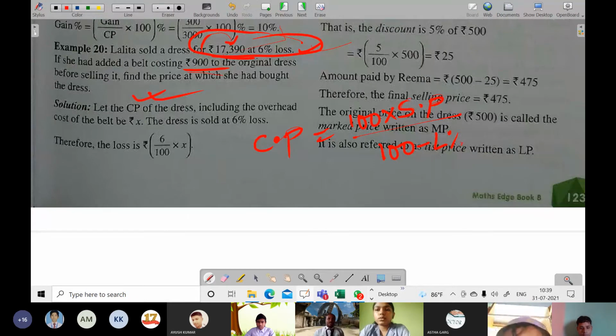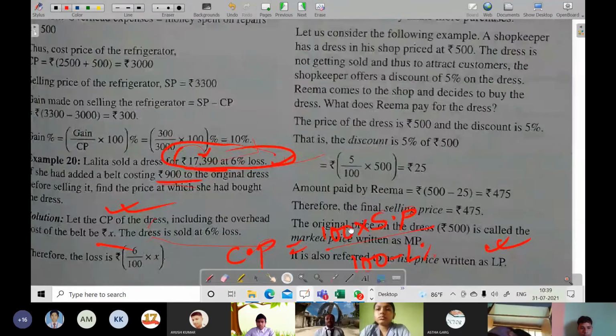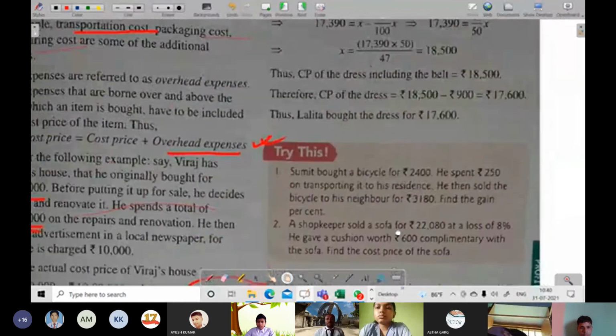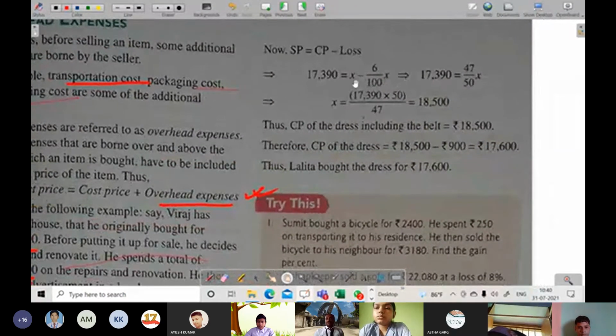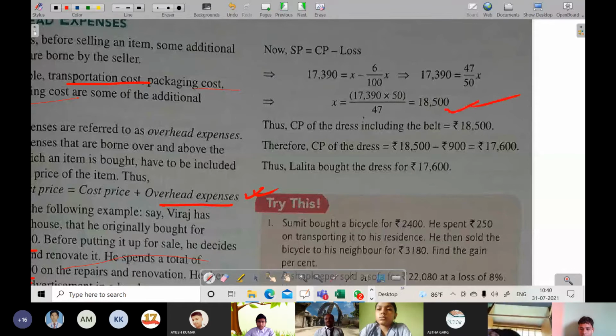So just see what has been done here. Loss has been assumed at first. Here it has been done in just the opposite way. In this way also you can do it: make it X, then 6% of X becomes 6X by 100. So X minus 6X by 100 is this much. So the X value has been found to be 18,500. This is only the CP. And now from here 900 is subtracted because she had added the belt on her own. So the actual CP is 18,500 minus 900, that is 17,600. Is this clear?